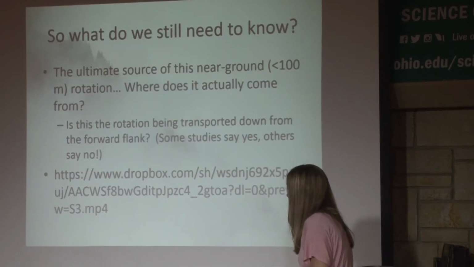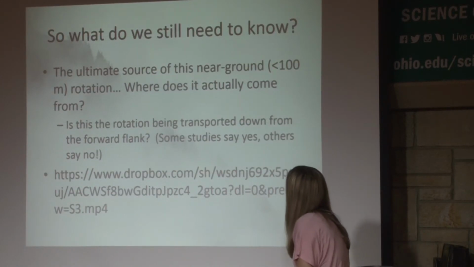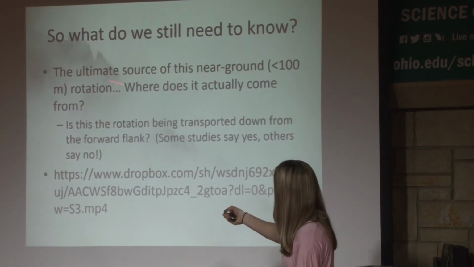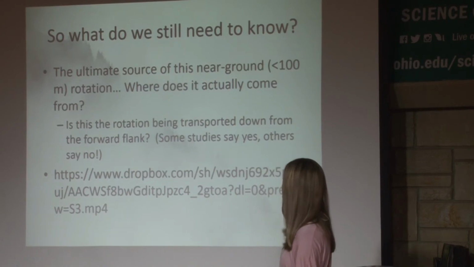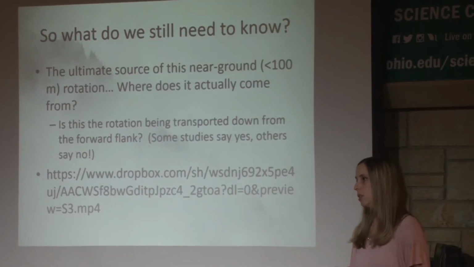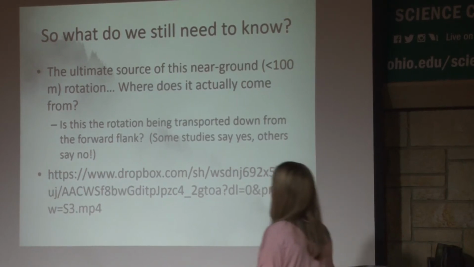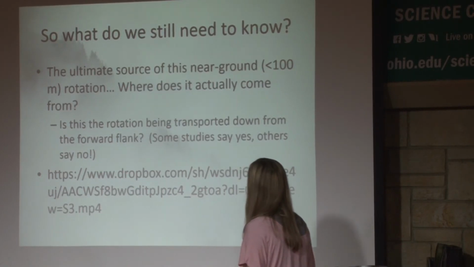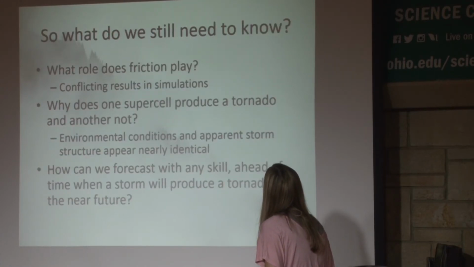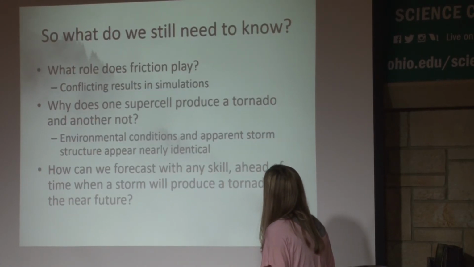Okay, kind of quickly here, I know we're running out of time. What do we still need to know? Well, we really need to know the ultimate source of this near-ground rotation. Where is the rotation that came with that low-level tornado circulation coming from? We don't have a conclusive answer to that question, so I'm going to skip that image unless we have time to go back to it later.